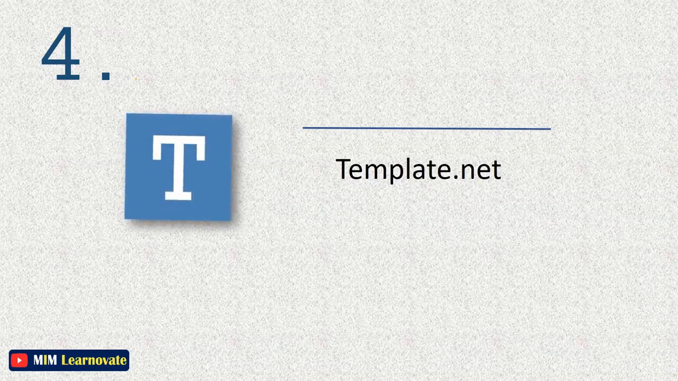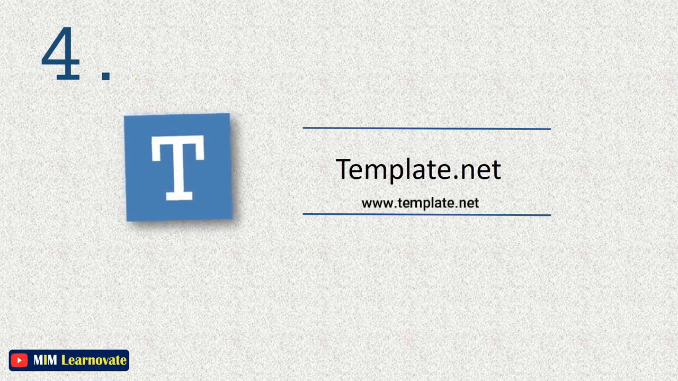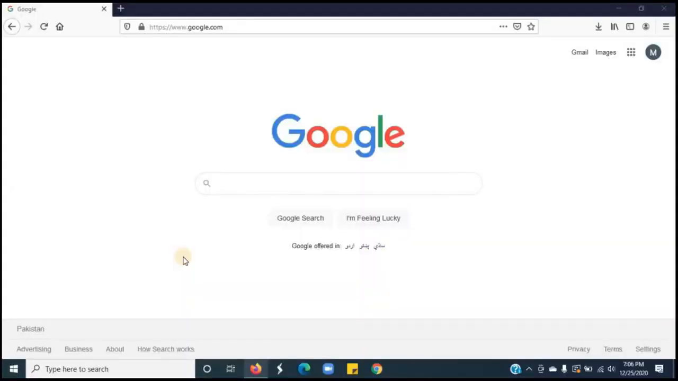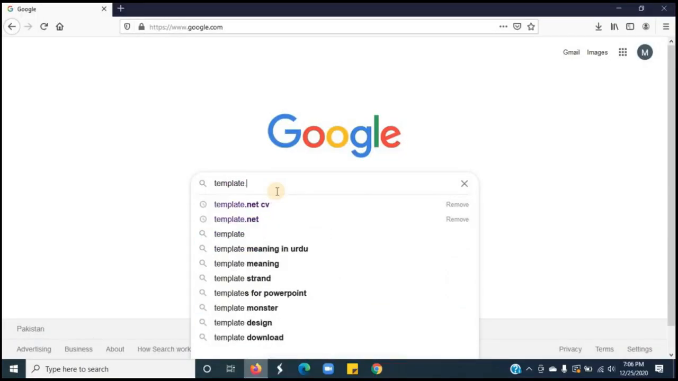The fourth website which I will show you is Template.net. In this website, there are different types of ready-made CV like basic resume, accountant resume, admin resume, and many more. CV related to different specialization is available in this website. The URL of this website is www.template.net. Let's open this website. Open your internet browser. Type template.net CV.